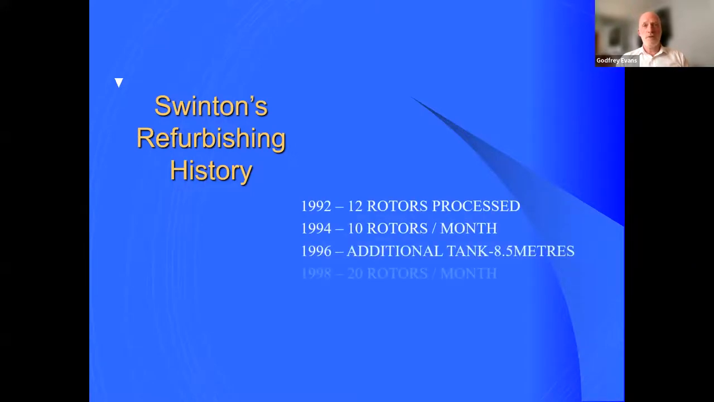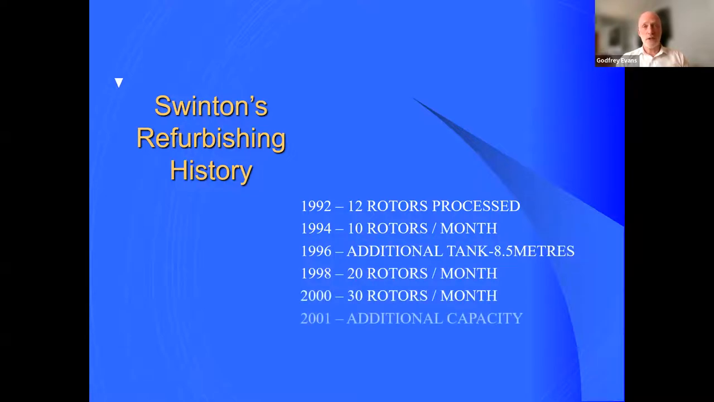In 1992, we were refurbishing rotors. So in other words, we were taking used rotors, taking the original chrome plating off and replacing it so it could go back out into service and be used again. 1992, as I say, average one rotor per month, and it was busy. And as you can see, the progression went from one per month to 30 per month by the year 2000.